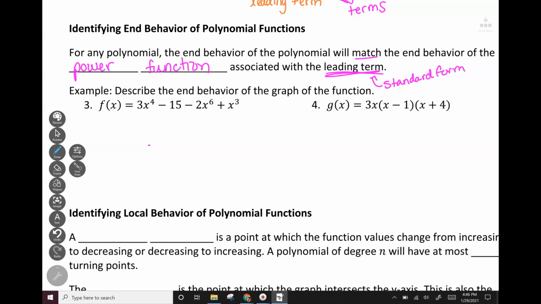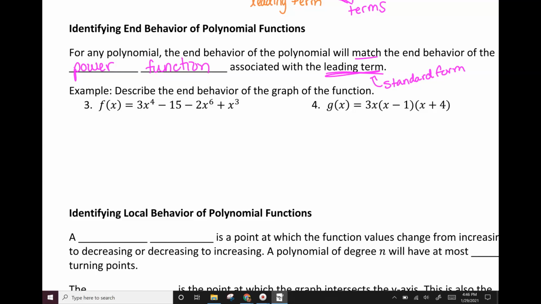So really, you're just looking at the term with the largest exponent, and that is the leading term, right? That should be the leading term. And so whatever end behavior is associated with that leading term is going to be the end behavior of the polynomial. The reason is because, well, let's do an example and then I'll tell you why.